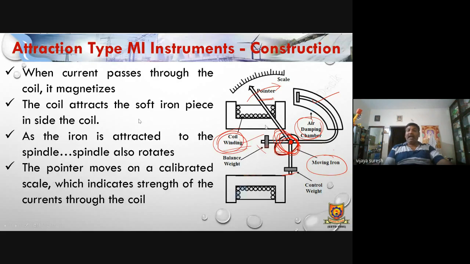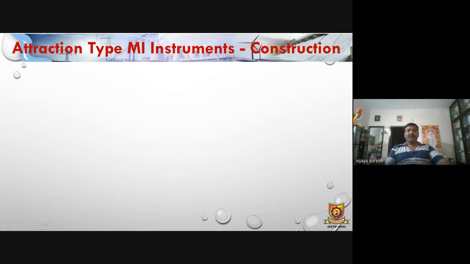As all the parts are connected to the spindle, automatically the spindle will turn or deflect, so that there is a deflection on the scale.